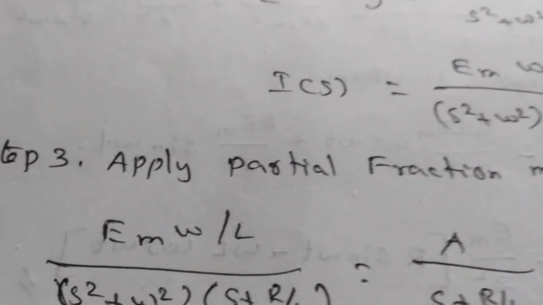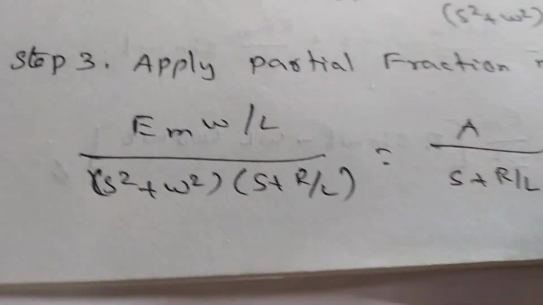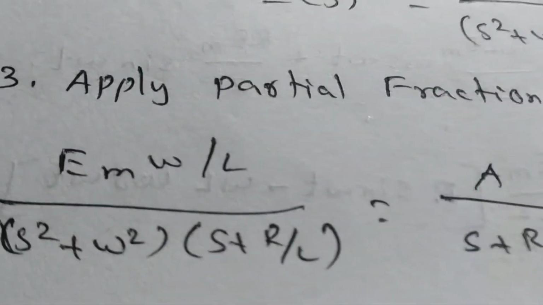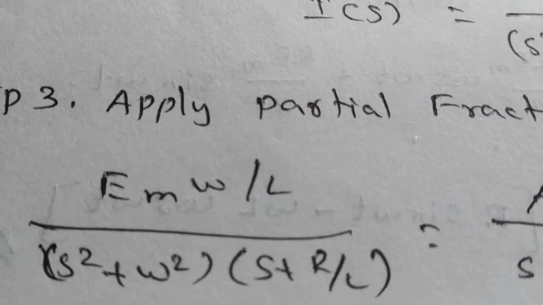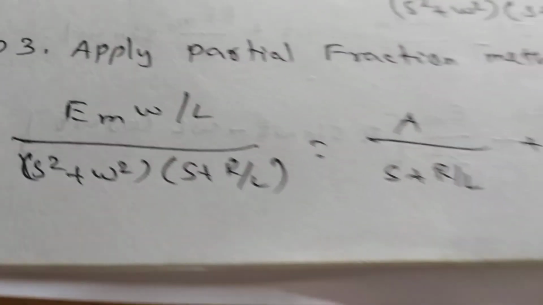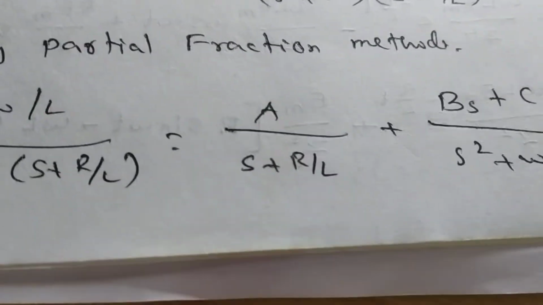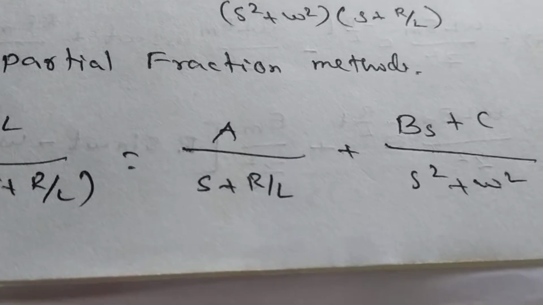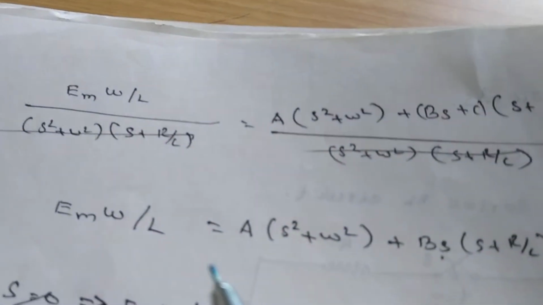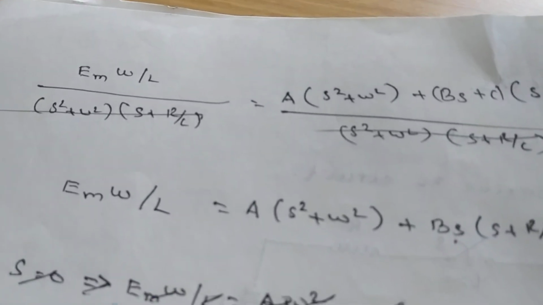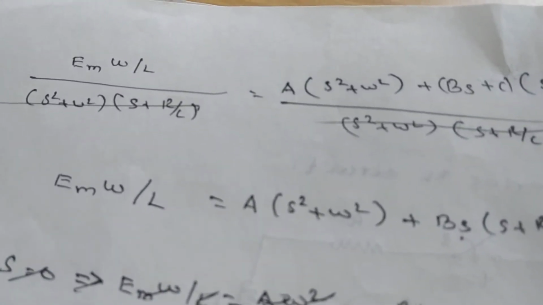Step 3, applying the partial fraction method. Writing Em omega by L divided by s square plus omega square into s plus R by L, we divide it into two parts: A divided by s plus R by L, plus Bs plus C divided by s square plus omega square. Now the cross multiplication, Em omega by L into s square plus omega square into s plus R by L.